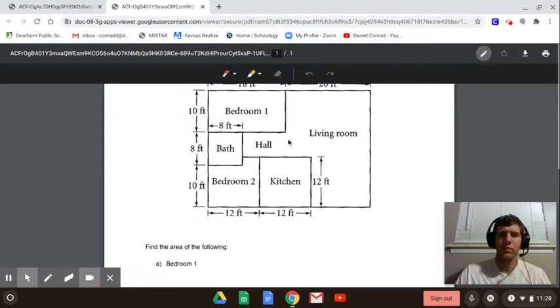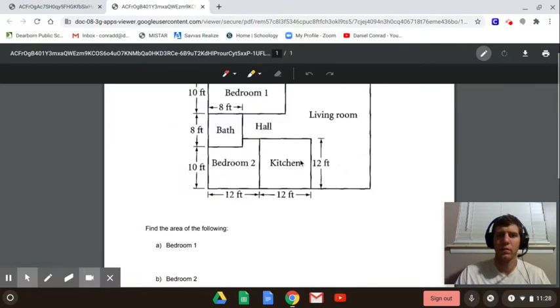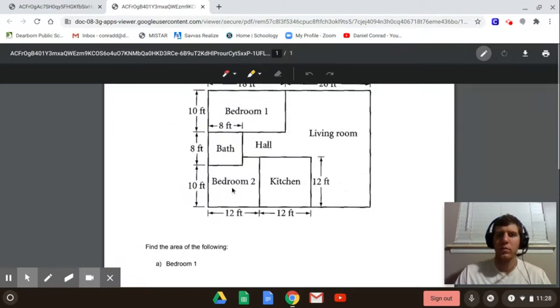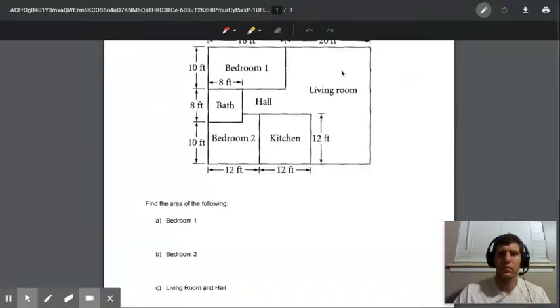Okay, so the first thing we need to find here is the area of each room. So area is length times width. So bedroom number 1, we have the dimensions of that. That's going to be 10 by 18. It's hard to see, but it says 18 up here, so 10 by 18. Right, 10 feet by 18 feet, so the area is going to be 180 feet squared.